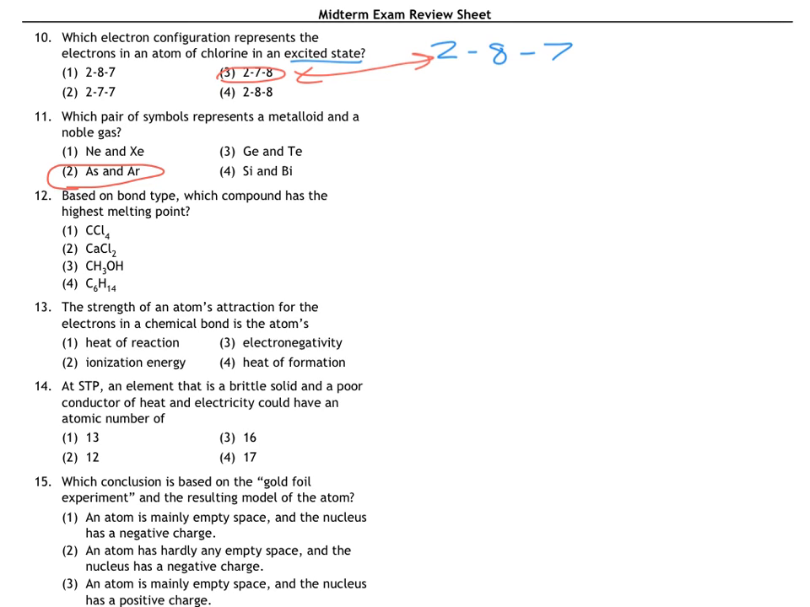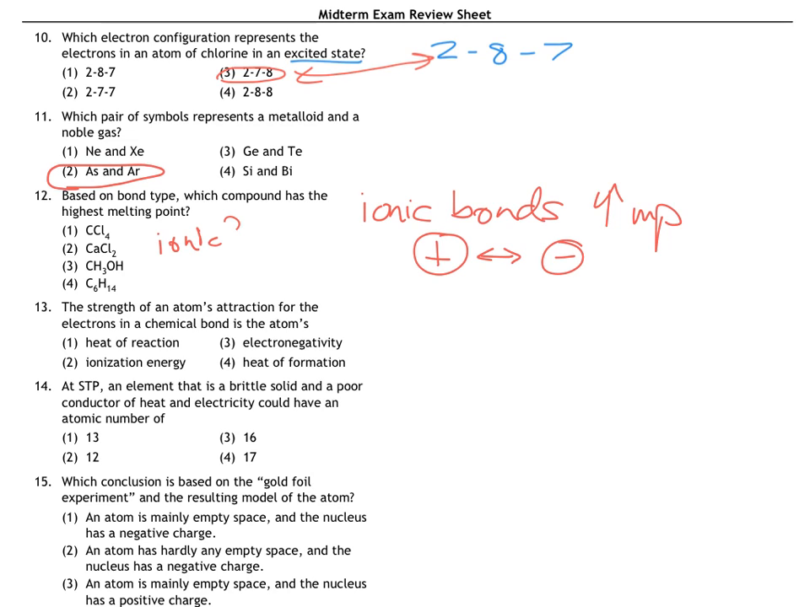Based on bond type, which compound has the highest melting point? So you're supposed to know that ionic bonds have very high melting points. And the reason for that is because of the attraction between positive and negative. So in an ionic bond, the positives and negatives are super attracted to each other, so they're going to resist melting and resist boiling. So the next step is you have to choose which of these is ionic. And it's going to be number 2.